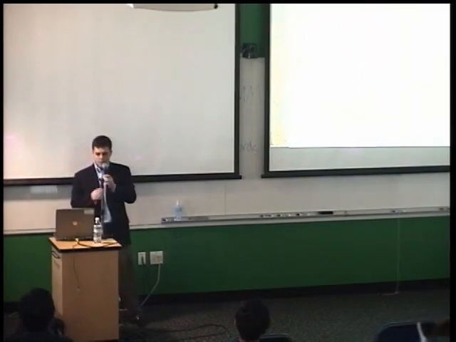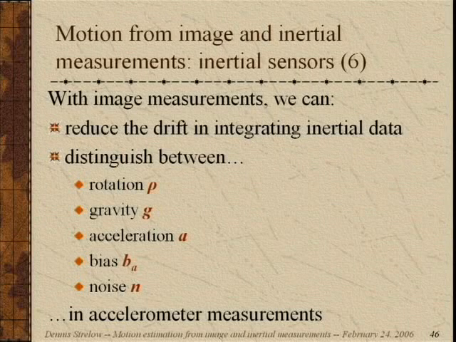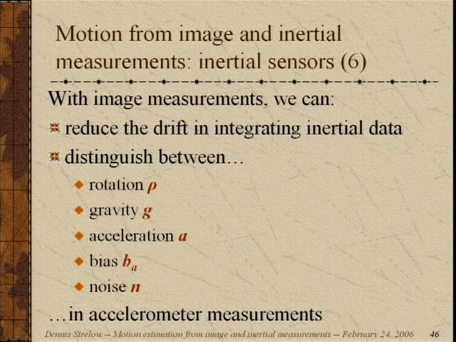Okay. So on the other hand, going on with this complementary discussion, with the image measurements, we hope to reduce the drift in integrating these inertial measurements. So for example, if we happen to see the same thing for quite a long time, or if we come back to a thing that we've seen before, that will work. And also it gives us a way to bootstrap this process of estimating all the unknowns that the accelerometer measurements depend on.